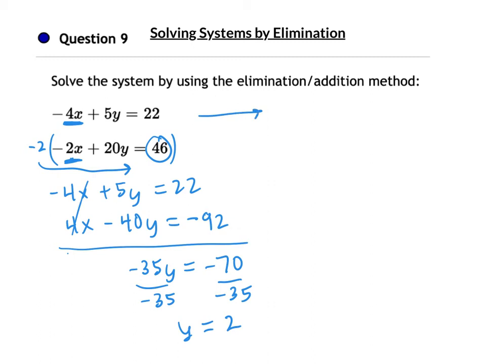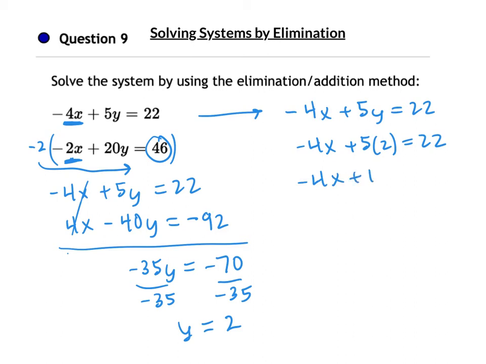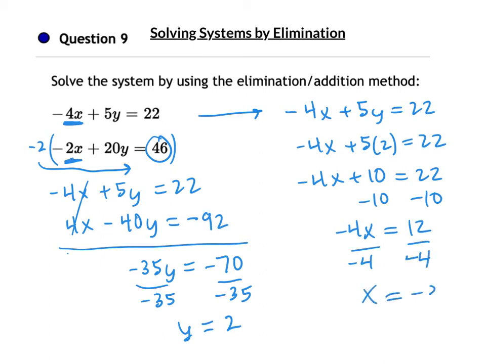Let's use this top equation. Either one works. It doesn't matter, as long as you're careful with your math. And plug in y as 2. Negative 4x plus 5 times 2 equals 22. Negative 4x plus 10 equals 22. Take a 10 off each side. Negative 4x equals 12. Divide by negative 4, and x will equal negative 3. The ordered pair that is a solution to this system of equations is negative 3, positive 2.